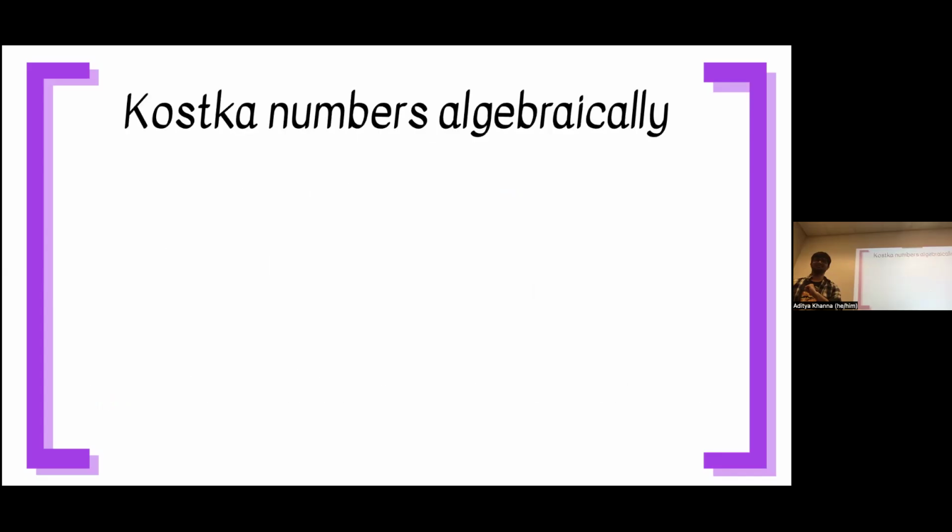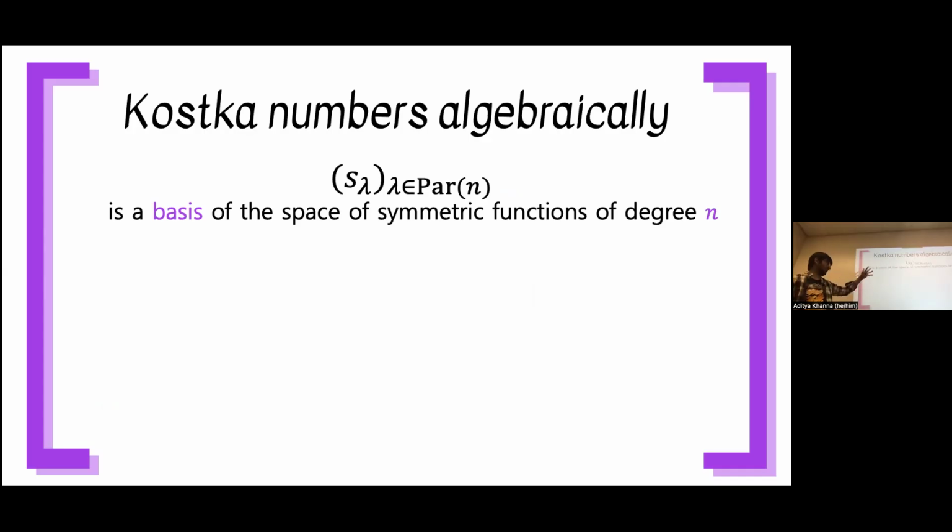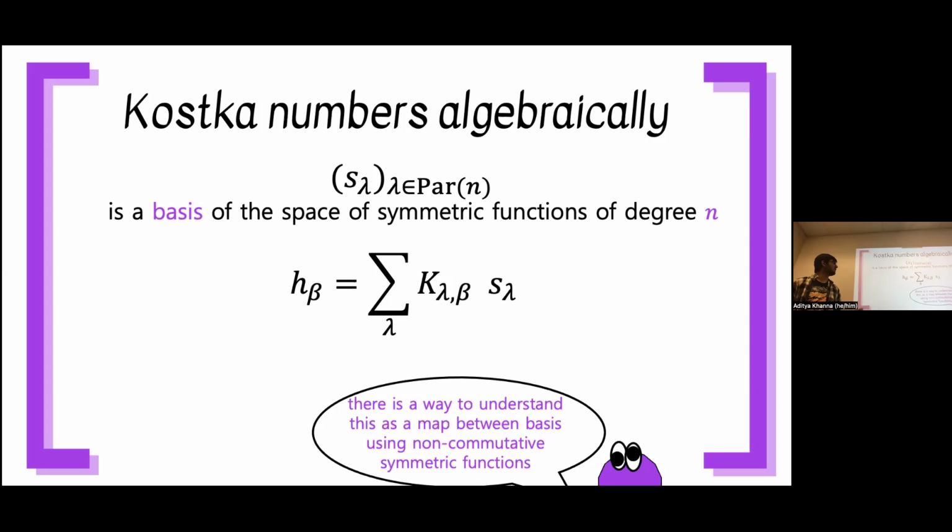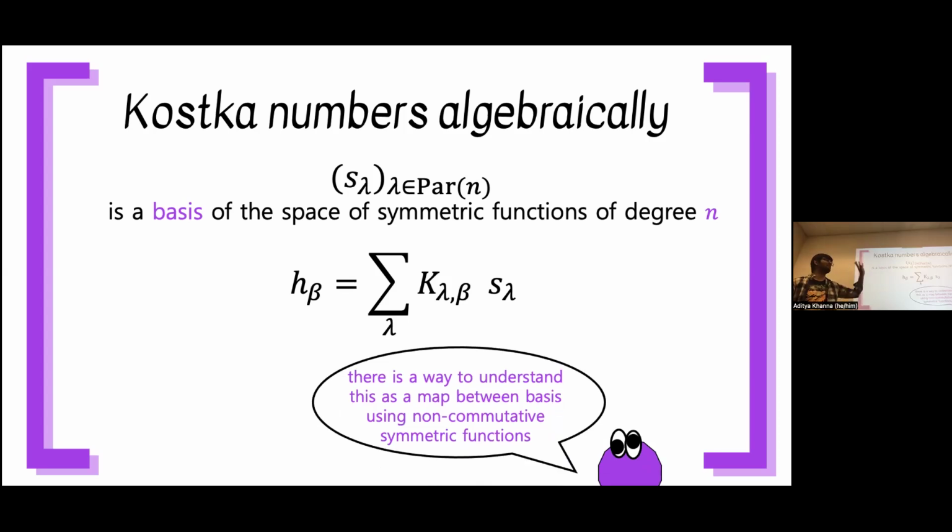So what are Kostka numbers doing? What they're doing is going from this spanning set given by the H functions to this basis described by the Schur functions. So symmetric functions, their bases are indexed by partitions. And so this is what we're doing. And that's why we saw the matrix was rectangular. There is a better way to understand this using something called non-commutative symmetric functions, where these could be actual bases. But in our case, we care about rectangular matrices.